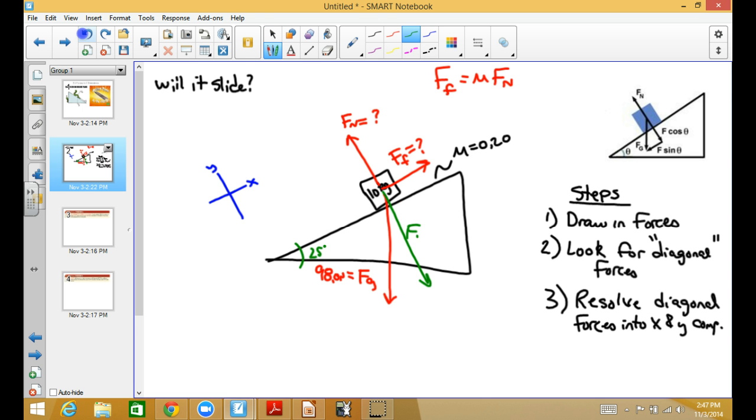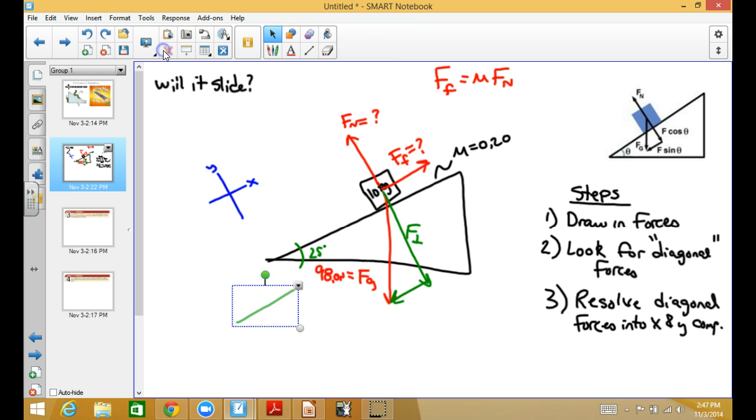Now, the next one we have to write, it's parallel to the surface. So do you see how this line right here is the surface? I have to make it parallel to that. So my force is going to be this force right here, parallel to the surface. This is a huge mistake that I see a lot of people making.